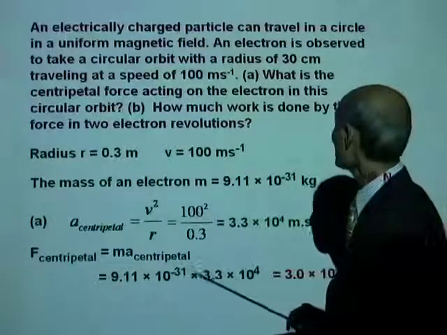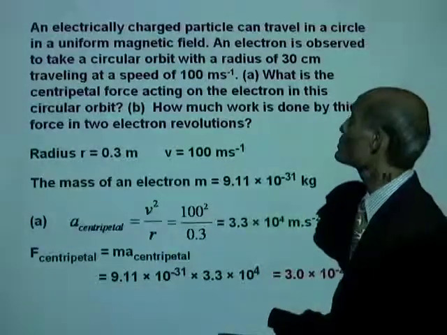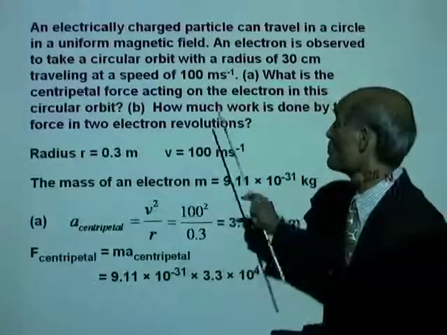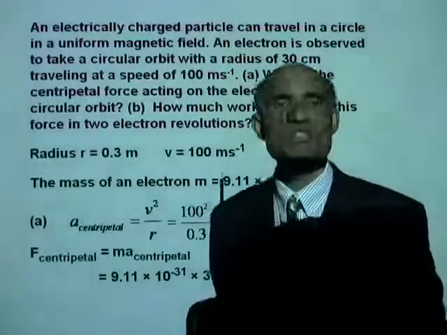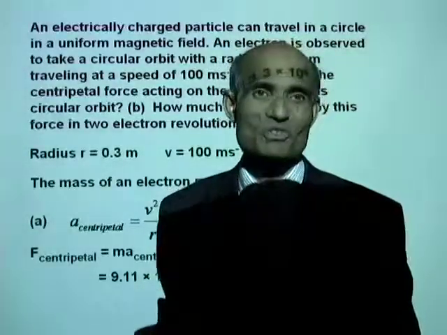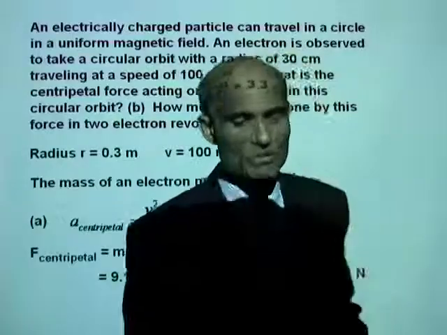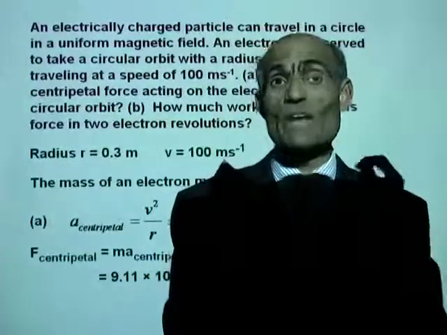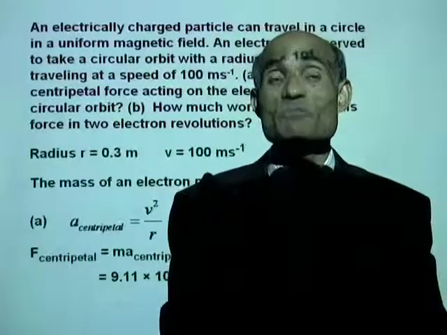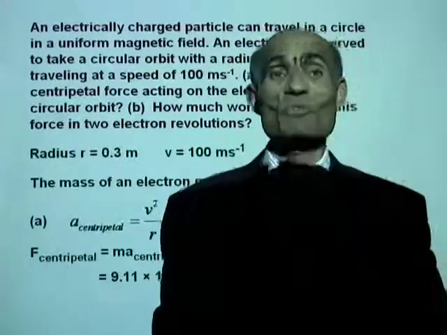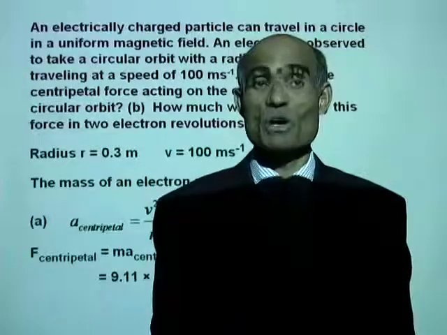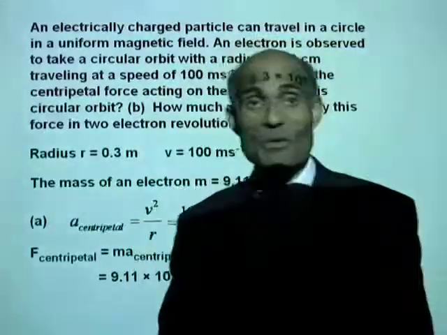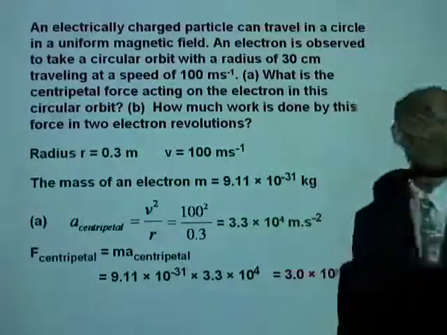How much work is done by this force in 2 electron revolutions? Now, we haven't actually discussed the concept of work to answer that question. But let me say this. A force does work when it produces displacement in the direction of the force. So, now, in this case, what is the direction in which the electron is moving?